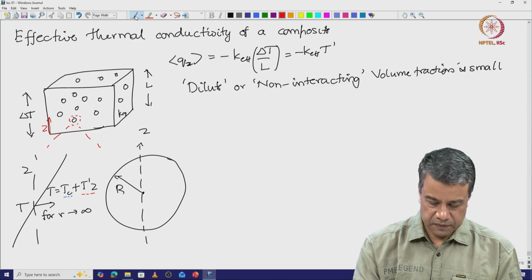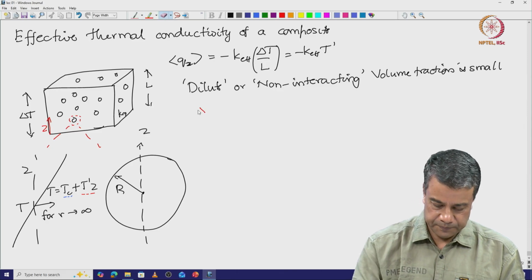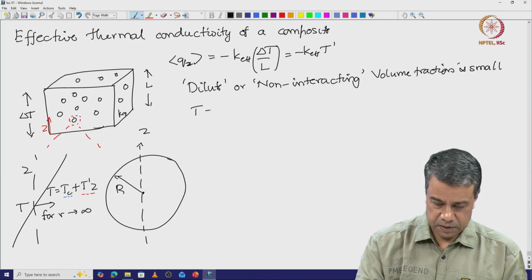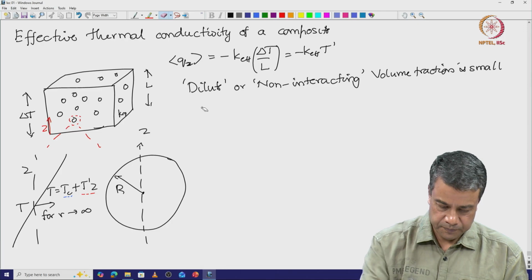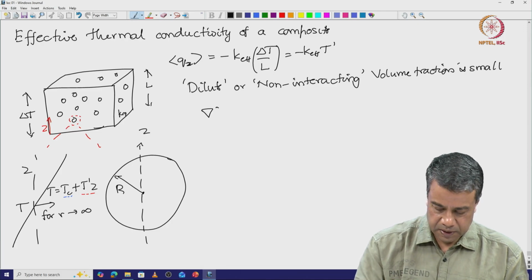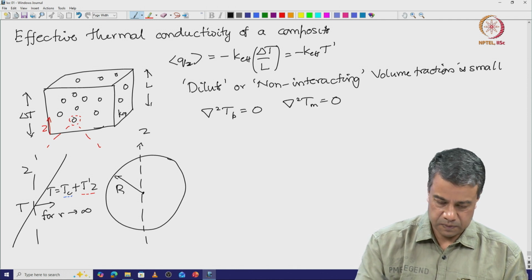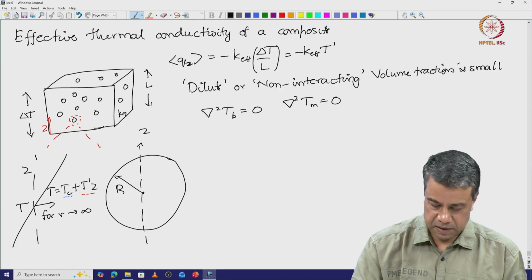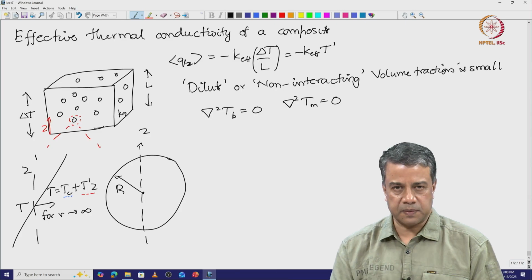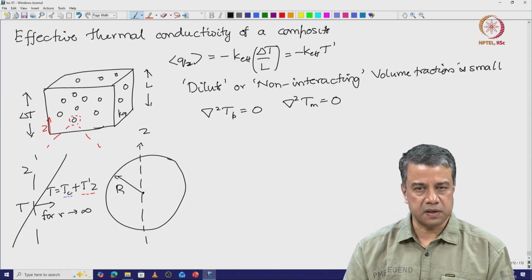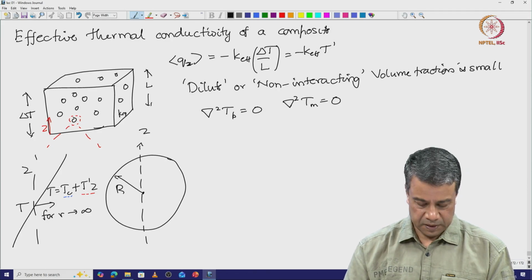So, the equations for the particle in the matrix become del square T particle is equal to 0 and del square T matrix is equal to 0. There are no sources and sinks in this problem. So, the Laplacian of the temperature in the particle is 0, Laplacian of the temperature in the matrix is equal to 0.